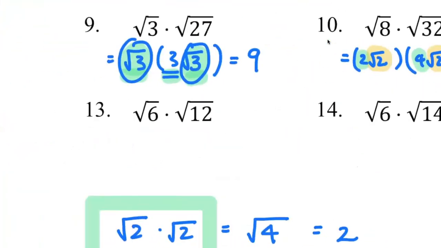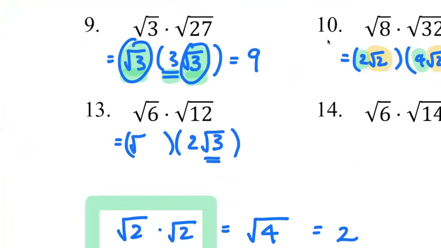All right. So for number 13, square root of 6. Maybe we can just leave it as square root of 6. Maybe. Let's go ahead and simplify square root of 12 first. Square root of 12, 12 is 4 times 3, right? So we will break it down to 2 root 3. And hey, that's a root 3 right here.